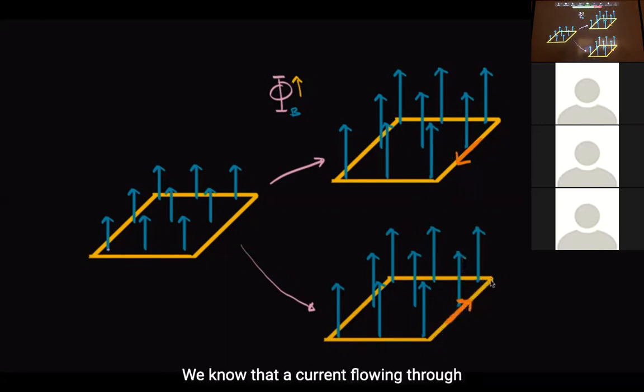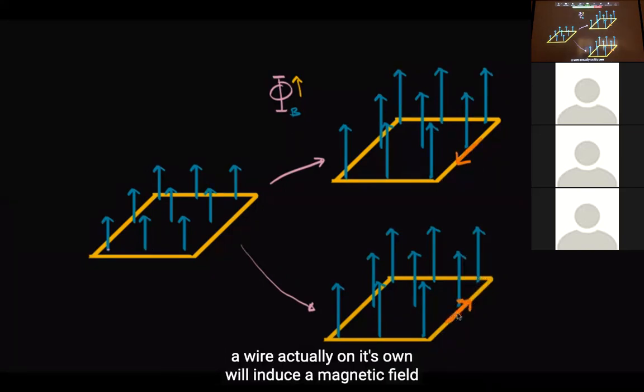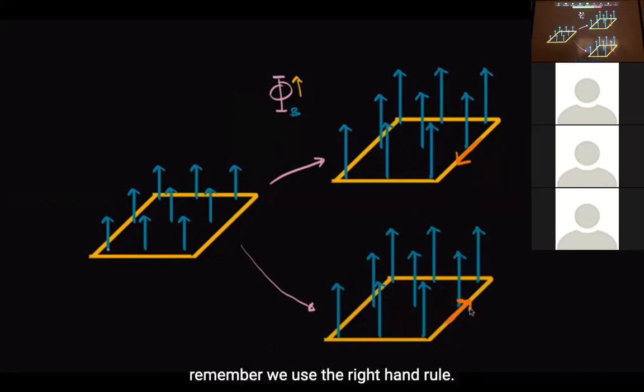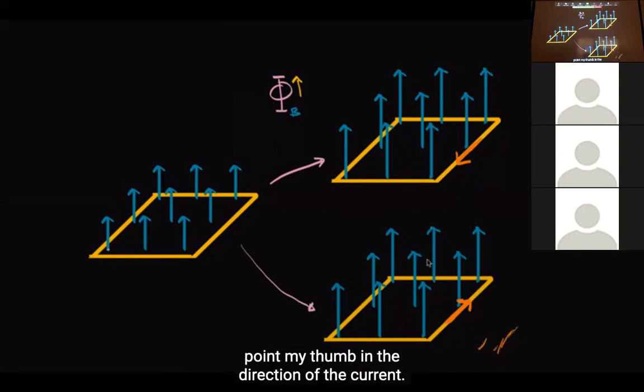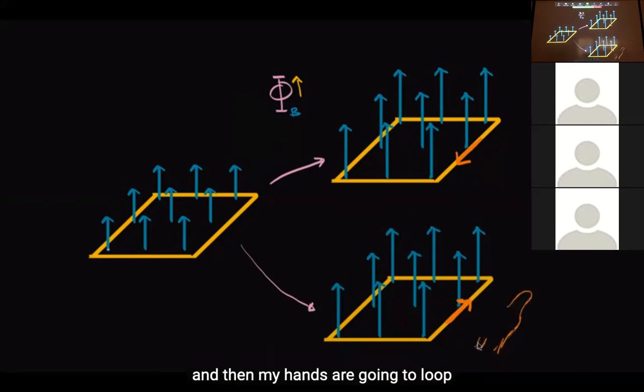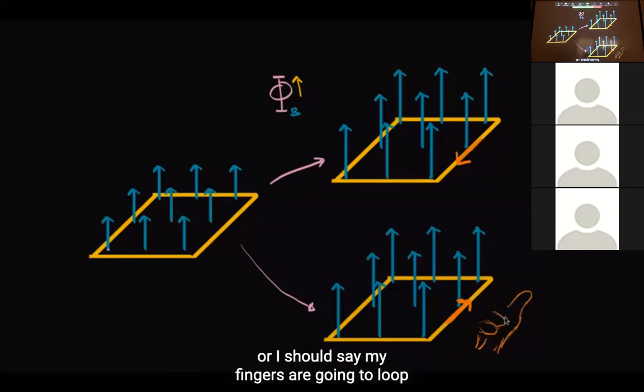We know that a current flowing through a wire on its own will induce a magnetic field above and beyond the magnetic field that's already there. So let's think about the type of magnetic field that this orange current would actually induce. If it's going in the counterclockwise direction, remember we use the right hand rule. I can take my right hand, point my thumb in the direction of the current, and my fingers are going to loop in the direction of the magnetic field.